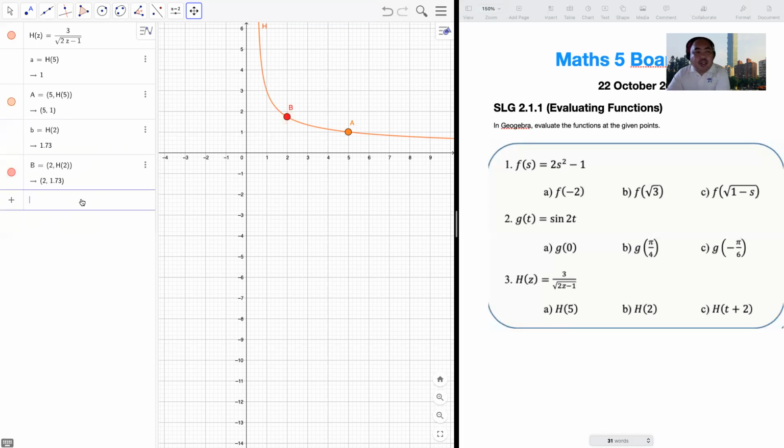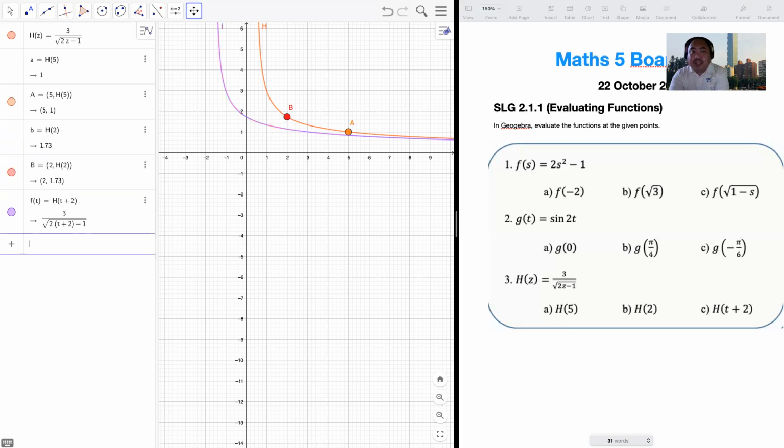Now, how about evaluating this function at an expression t plus 2? Okay, is that possible, sir? Let's try. Can we evaluate h at t plus 2? Yes. Okay. You're able to evaluate this now. You have a new function, in fact, f of t, which is h of t plus 2.